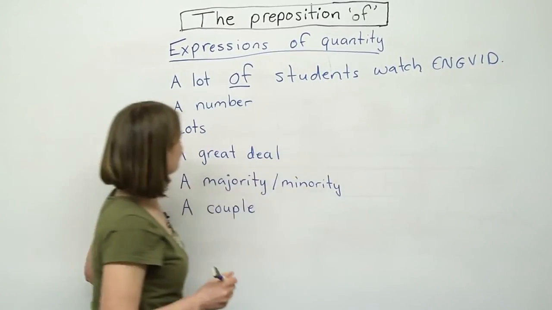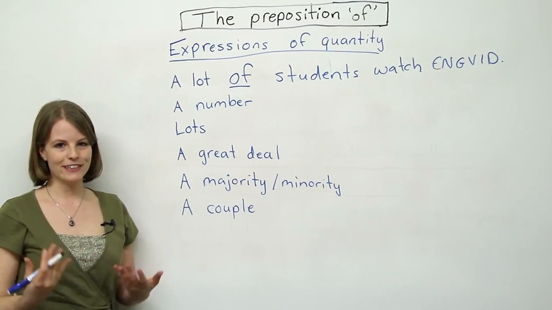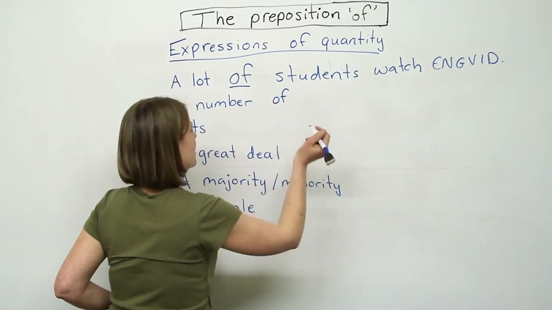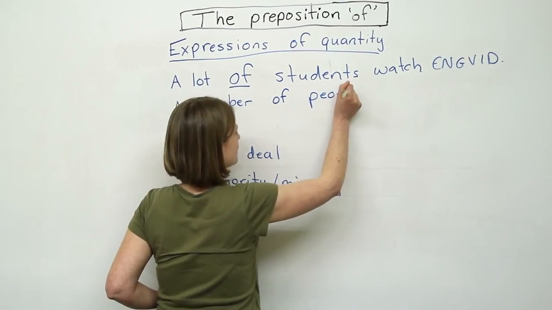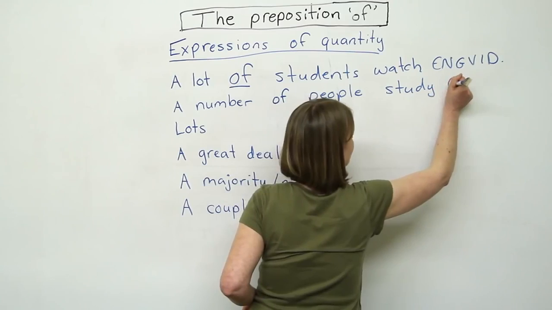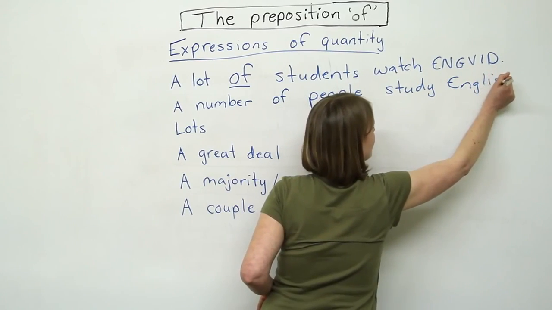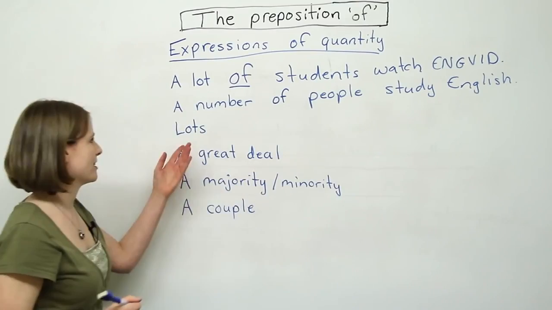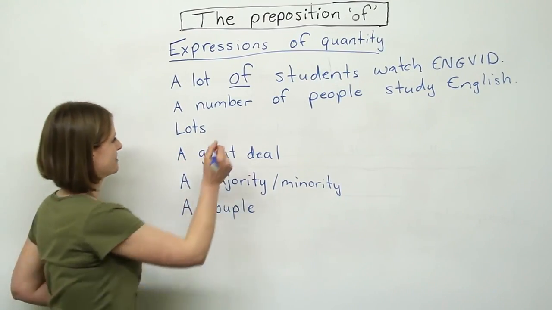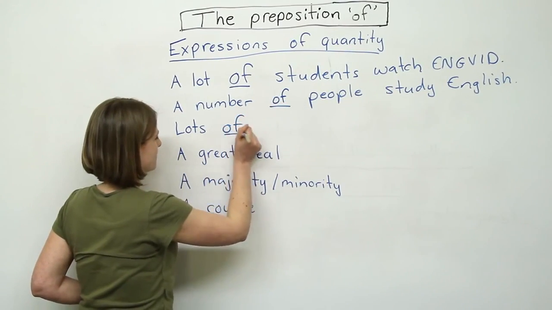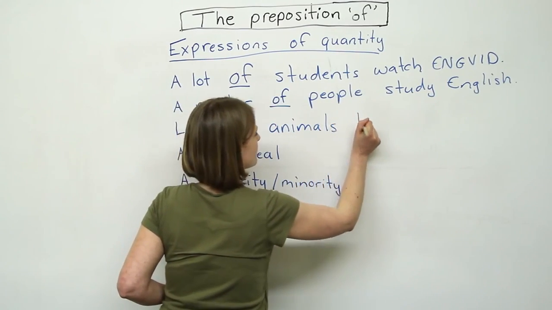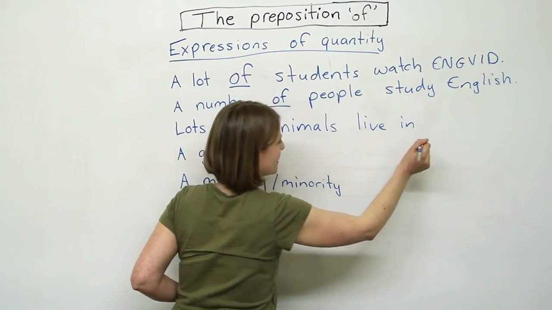Period. Okay. A number. Just like a lot, it's an expression we need of. A number of people study English. Lots. Lots is similar to a lot. It's just a little bit more informal. Lots of animals live in the zoo.